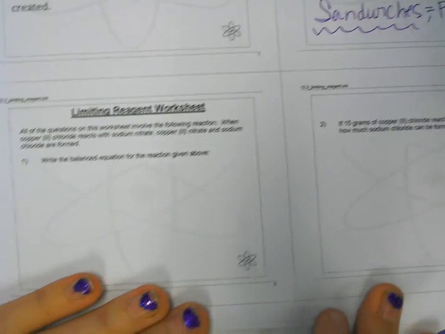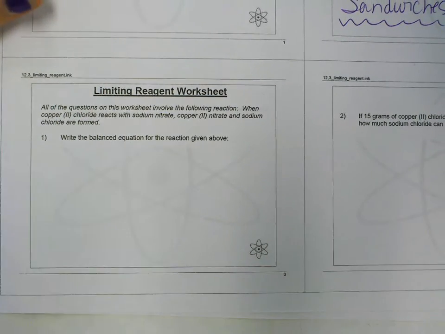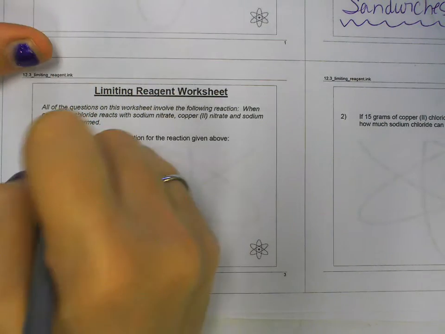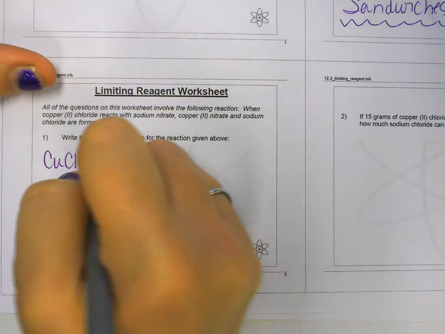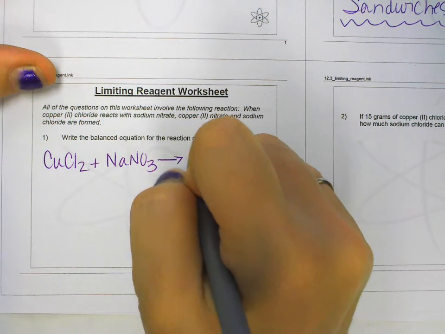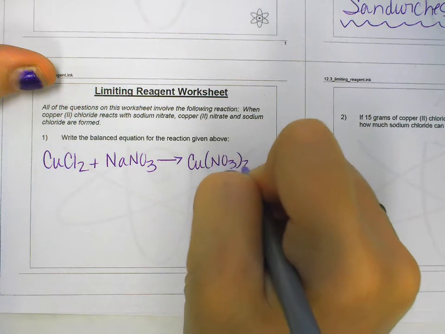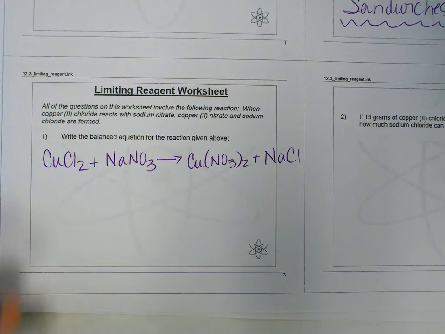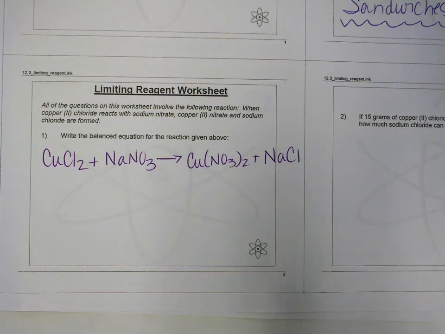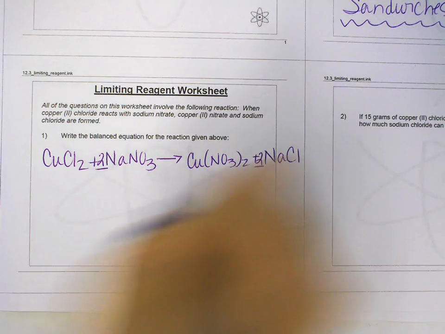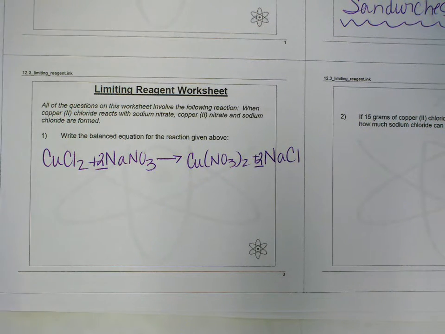So the first thing that we have here then is our calculation. I've got an example here. I have copper chloride reacts with sodium nitrate to produce copper nitrate and sodium chloride. All right, so the first thing that I need to do is write that out and balance it. In order to balance that, I believe I need a 2 here and a 2 here, and I'm all set at that point. So if you have to, pause and make sure that you rewrite that equation.